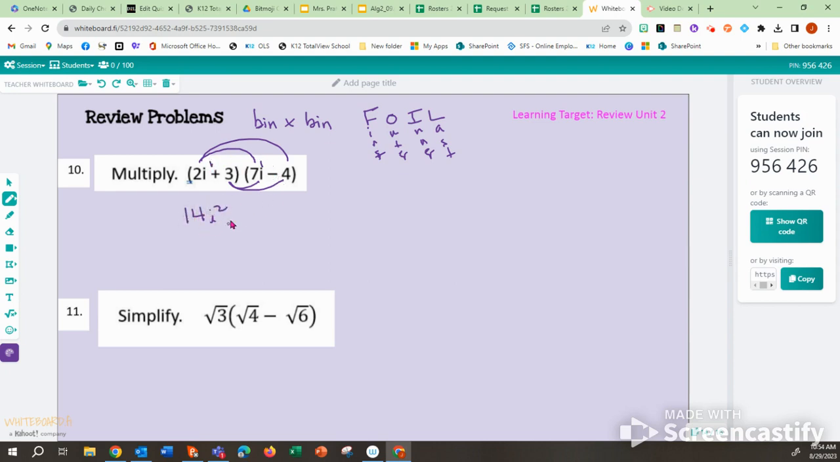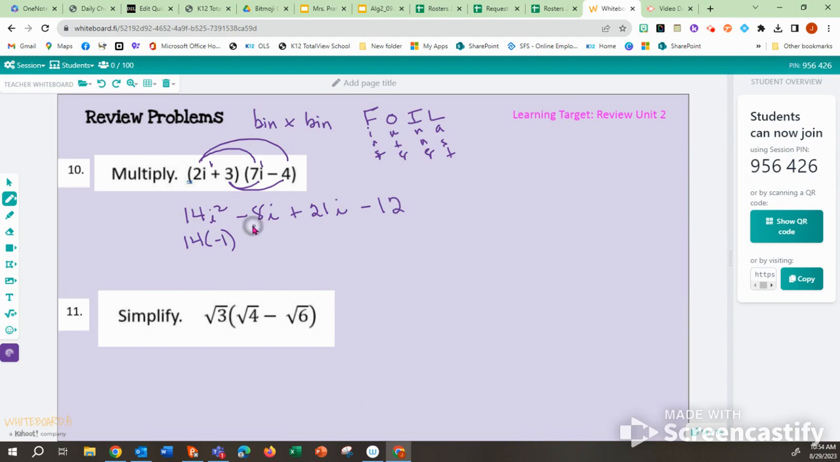2i times negative 4 is going to give you negative 8i. 3 times 7i is going to give you positive 21i. 3 times negative 4 is going to give you negative 12. i squared is always going to turn into a negative 1. So I'm going to go ahead and sub in a negative 1 for the i squared.